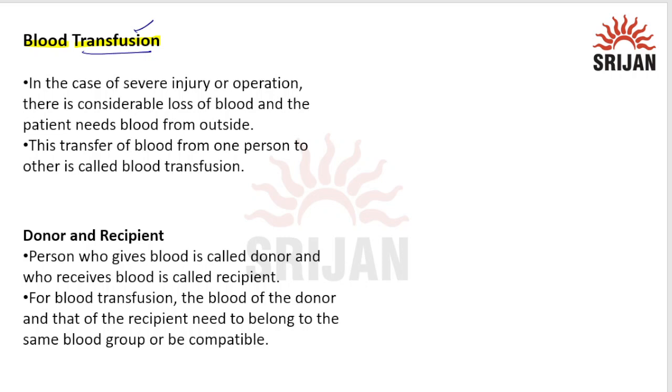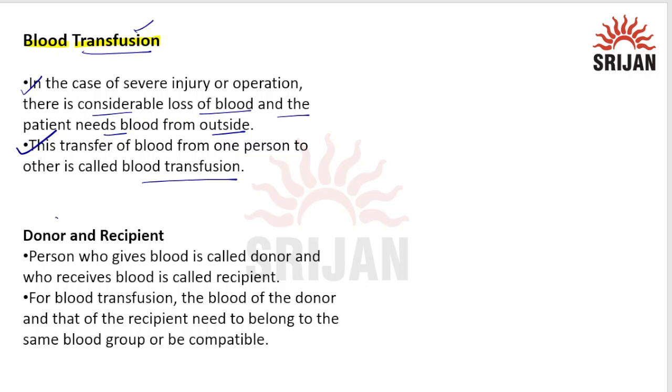If the person is having anemia or low RBC count, or the person is in an operative state, or in case of severe trauma, injury, or road accident, that person will be needing blood. Fine. Therefore, it is written here that in the case of severe injury or operation, there is considerable loss of blood and the patient needs blood from outside. So this transfer of blood from one person to other is called blood transfusion.